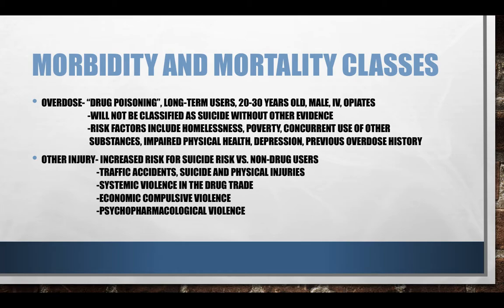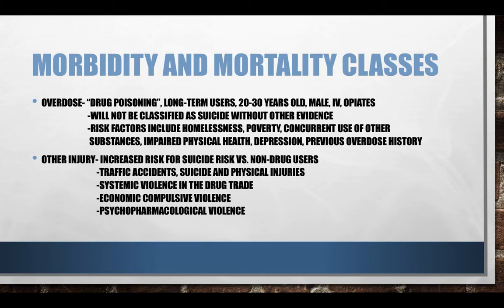So we have overdose, which is sometimes called drug poisoning, and it tends to be more common among long-term users in the 20 to 30-year-old range, mostly male IV users with the primary drug of choice as opiates. Overdoses aren't classified as suicides without other evidence, such as a note or other previous attempts. Risk factors include homelessness, poverty, concurrent use of other substances, especially alcohol and benzodiazepines, impaired physical health, depression, and previous overdose history.